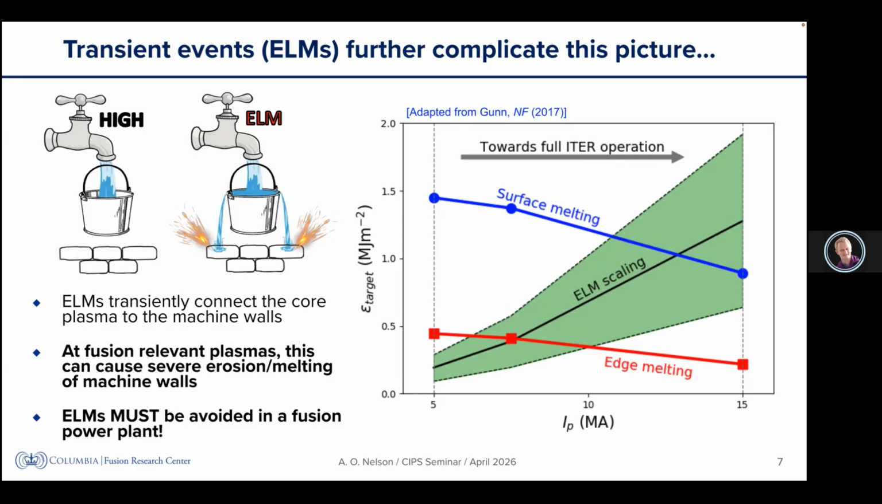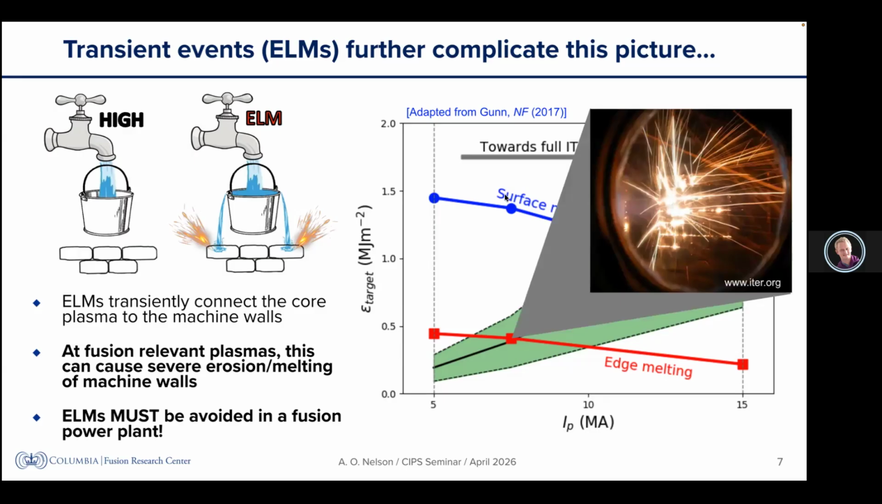In today's tokamaks, that's not really an issue because our tokamaks run at low IP and low power. But if you scale up IP from today, which is usually like 2 megaamps, towards where we want to operate a fusion power plant, which is like 15 megaamps, the energy that you're depositing with an ELM goes up. And it turns out that due to the rest of the configurations, the energy required to melt the edges of your tiles or the surface of your tiles goes down. And this is really, really bad.